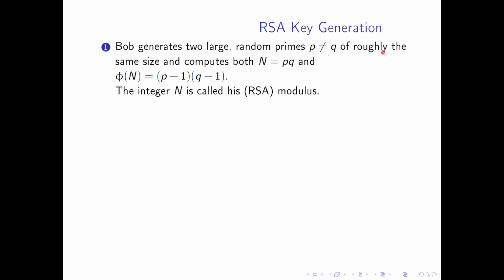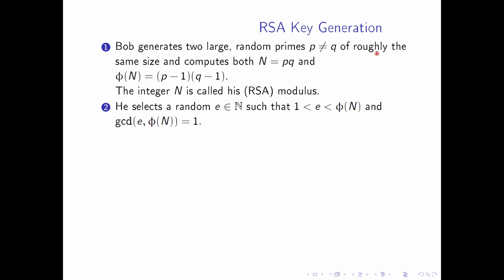Now we compute P times Q. That's actually really easy. Computationally, it's considered very easy to do multiplication of two integers, no matter how large they are. And we can calculate phi of n, which is (P minus 1)(Q minus 1). And n is now called our RSA modulus because this is the mod that we're going to have our RSA encryption in.